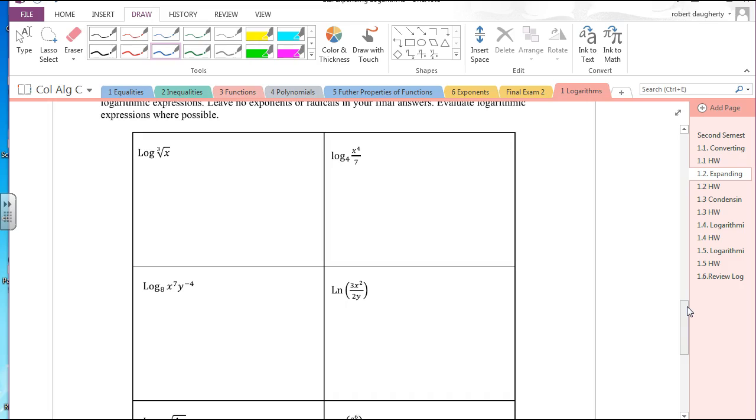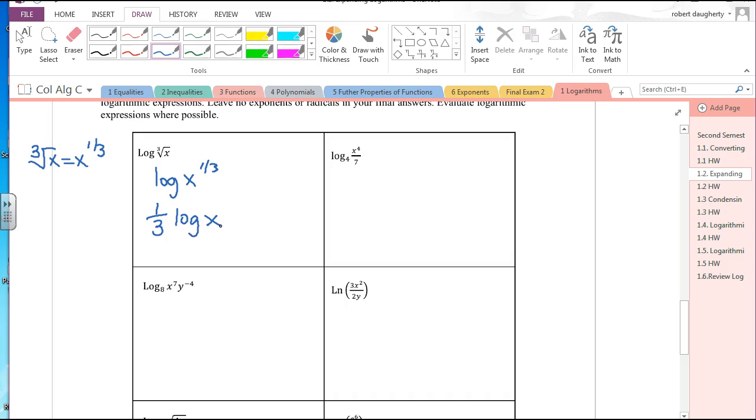The cube root of x is x to what power? Yeah, 1/3. So the cube root of x is x to the 1/3. So I can write this as the log of x to the 1/3. Does that look like a product, a quotient, or a power? Looks like the power rule over there. So how can I expand the logarithm? I can bring the 1/3 out front.